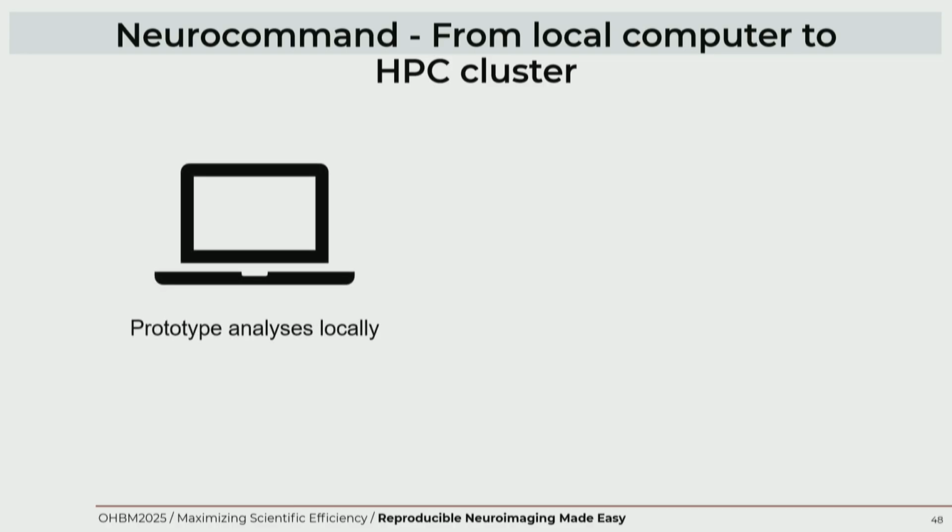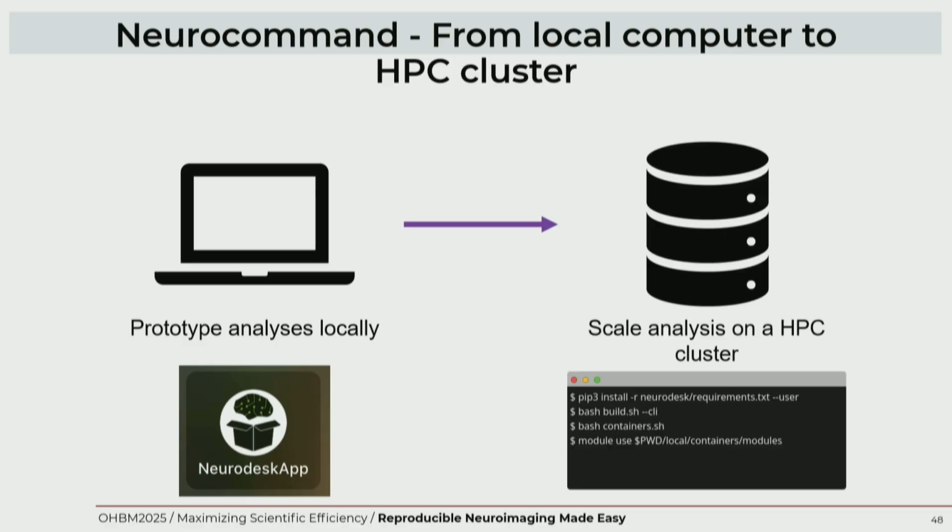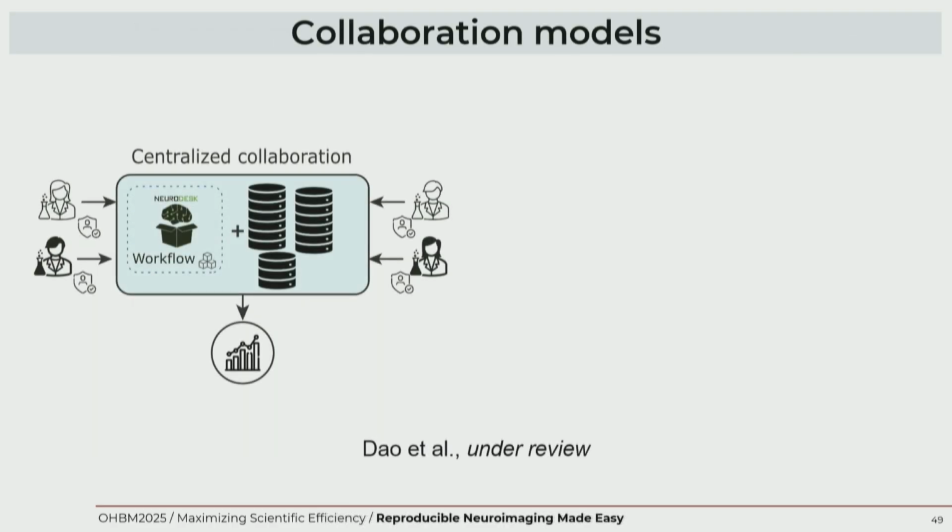So with NeuroDesk, we can prototype our analysis locally, for example, using the NeuroDesk app. And then we can port them to a HPC cluster to scale it up using NeuroCommand. And finally, because NeuroDesk is a portable platform, it enables various collaboration models. For example, if you are interested in a centralized collaboration model where multiple collaborators across different institutions have access to centrally located data, one could have a shared NeuroDesk instance with central data access, which enables simplified data management.